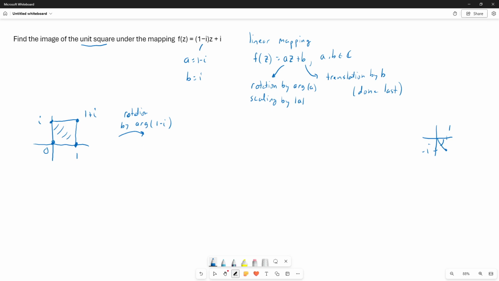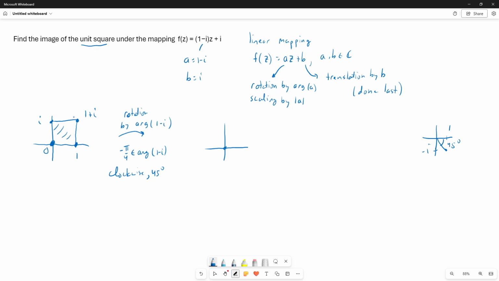So 1 minus i, there's 1 and there's negative i, so that's a nice easy one. The angle here is 45 degrees, so we have negative pi over 4. That's our angle in the set of all angles in arg of 1 minus i. So this is a clockwise rotation by 45 degrees.